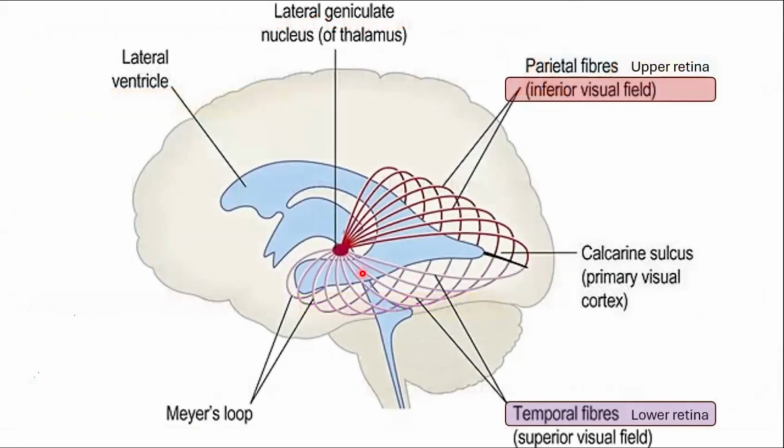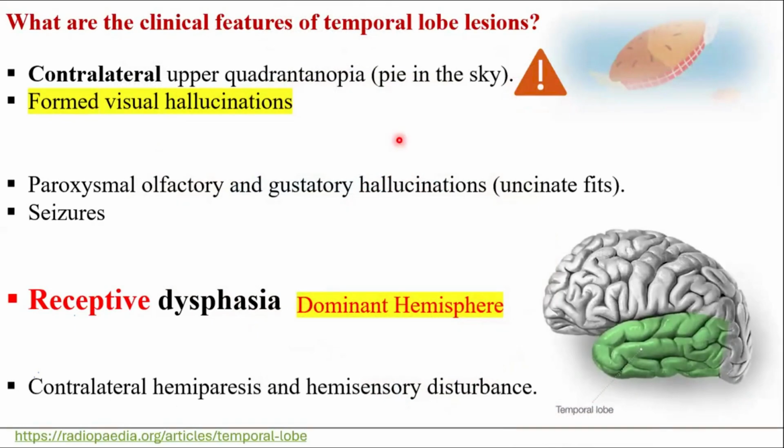Again, we have something called temporal lobe lesion. Remember the fact, the fibers from the upper retina are upper in the parietal, which serves the inferior visual field. And the fibers from the lower retina are lower, which serves the superior field. So in temporal lobe lesion, we have contralateral quadrantanopia. We call it pie in the sky.